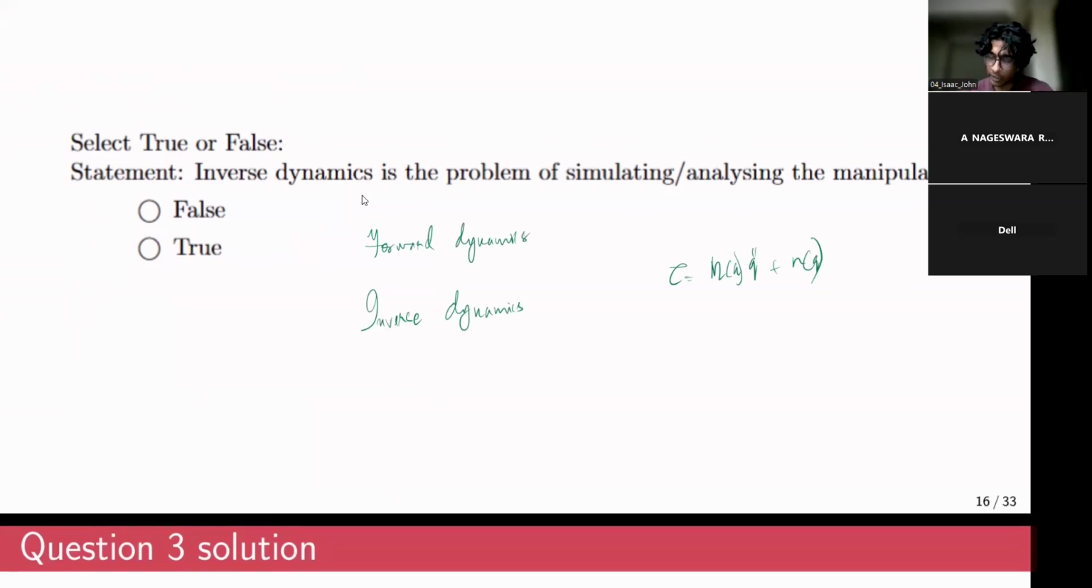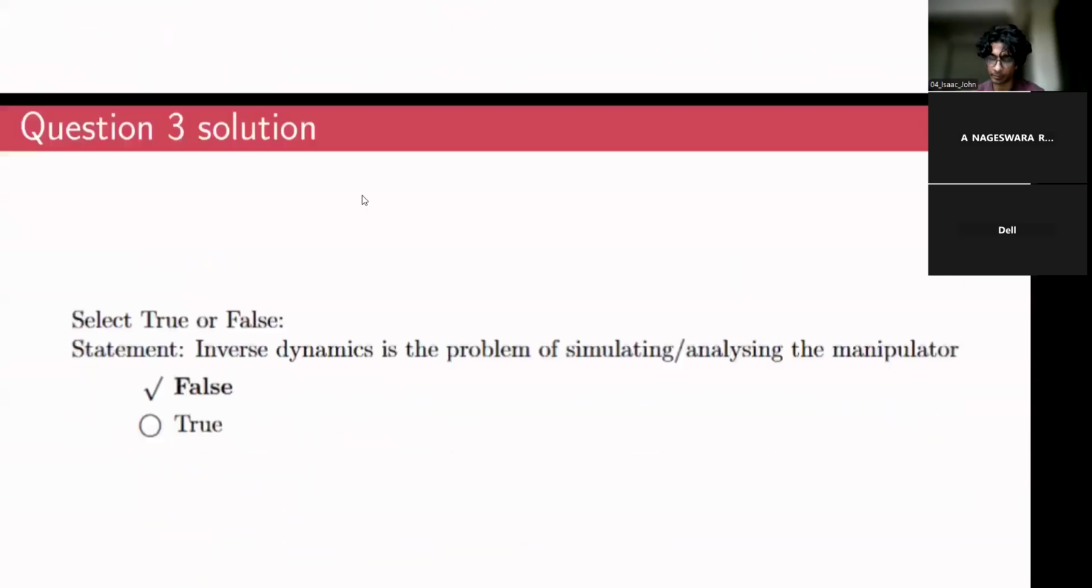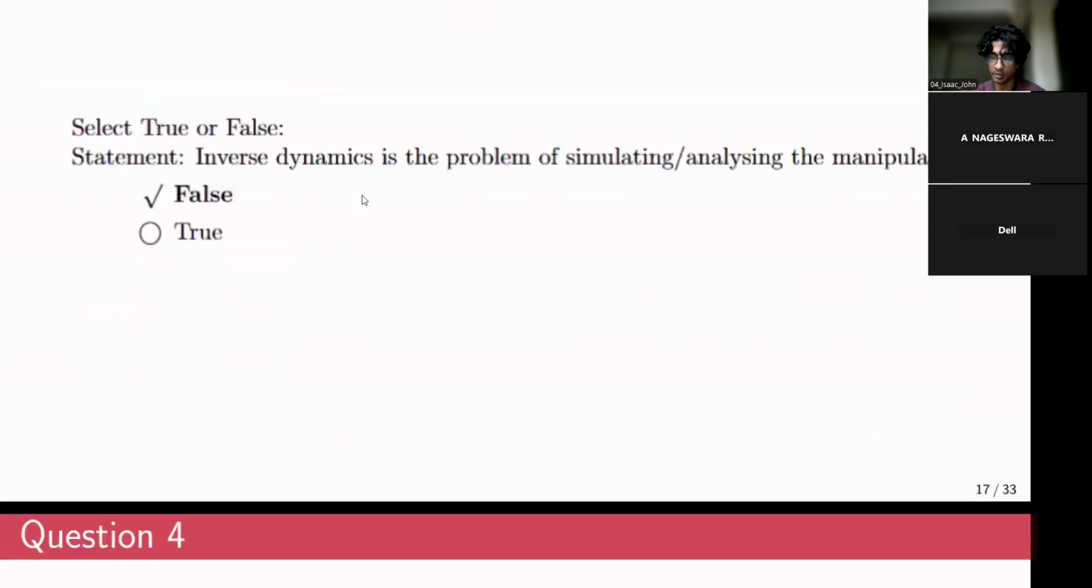So the statement over here, inverse dynamics is the problem of simulating or analyzing. That's obviously false, because simulating or analyzing always applies to either forward dynamics or forward kinematics. So in that regard, we can classify the option to be false, right? Because it's contradictory with each other. Yeah, that's indeed false.